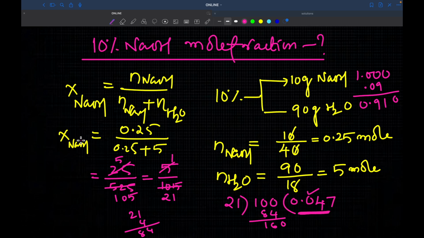That is the mole fraction of NaOH. And the mole fraction of the remaining, how do you calculate it? The mole fraction of H2O equals 1 minus 0.047. So solve it and you will get the answer. Please copy it down once.